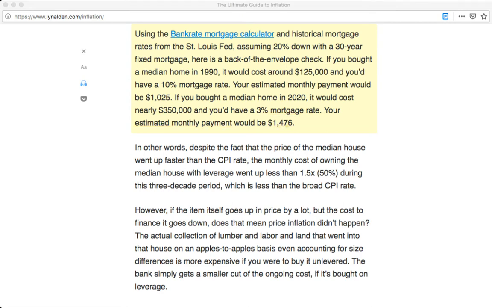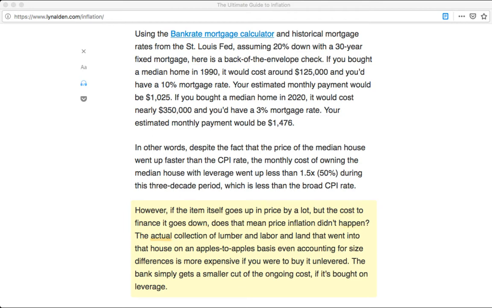$1,476. In other words, despite the fact that the price of the median house went up faster than the CPI rate, the monthly cost of owning the median house with leverage went up less than 1.5x, 50% during this 3-decade period, which is less than the broad CPI rate. However, if the item itself goes up in price by a lot, but the cost to finance it goes down, does that mean price inflation didn't happen?